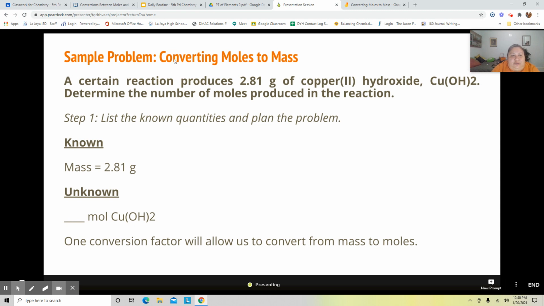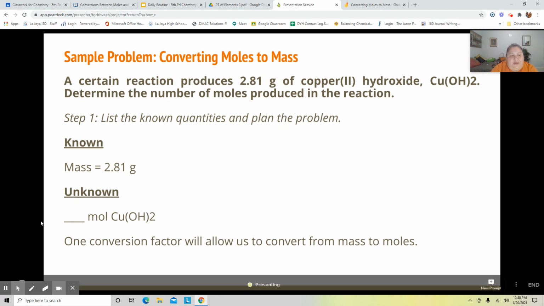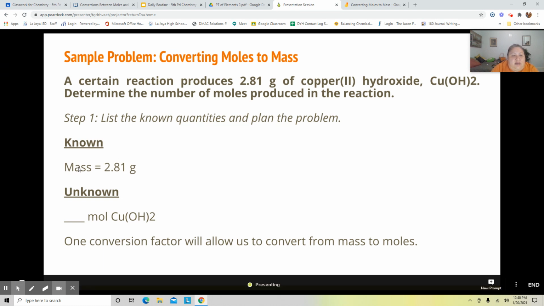Here's sample problem 2. A certain reaction produces 2.81 grams of copper 2 hydroxide, CuOH2. Determine the number of moles produced in the reaction. And remember, always list what you know, what you don't know, and think about what you have to do. So what do we know? We know the mass is 2.81 grams. We know that they're asking for moles of this compound, which is copper hydroxide.